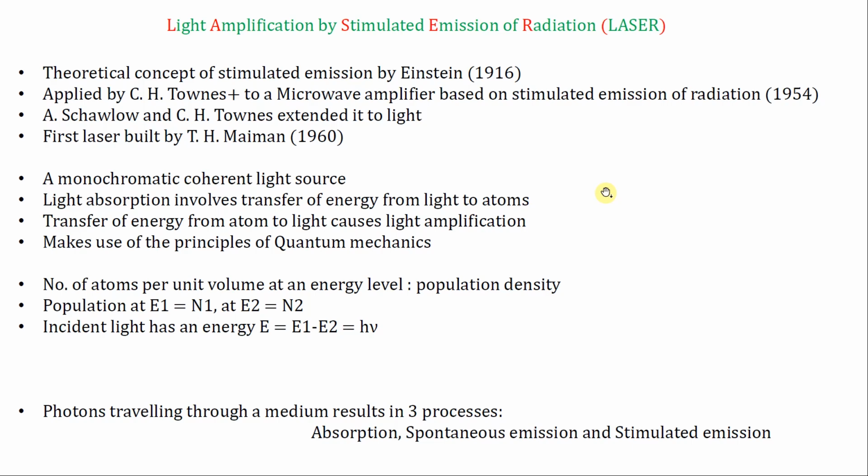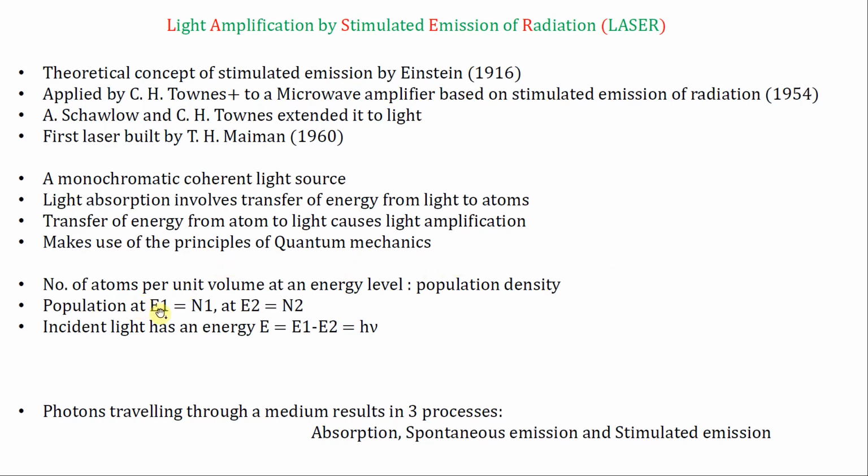Now when the energy is being transferred from atom to light or photon, you call it light amplification, and this entire phenomenon occurring in laser makes use of the principle of quantum theory or quantum mechanics. Now we define a term called population density, which is actually the number of atoms per unit volume at a particular energy level. So how many atoms are there at a particular energy level per unit volume of the material? So that is population density.